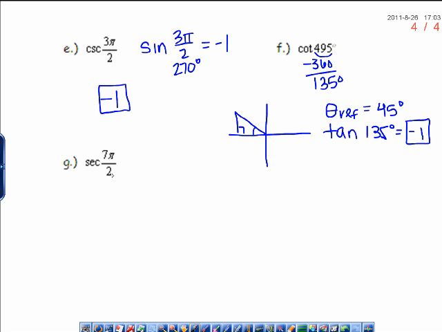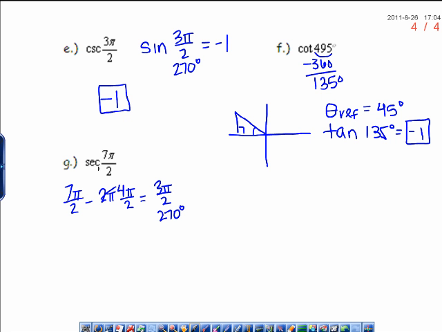G is secant of 7 pi over 2. Alright, 7 pi over 2. Let's think about this. This is more than one revolution around. So what we could do to start off with, we could either draw this out or we could subtract 2 pi, changing this to 4 pi over 2. Okay, 7 pi over 2 minus 4 pi over 2 is 3 pi over 2. Alright, another quadrantal angle. This is 270 degrees.